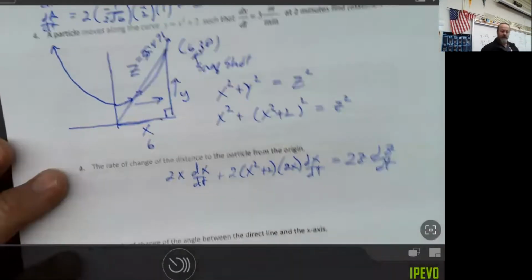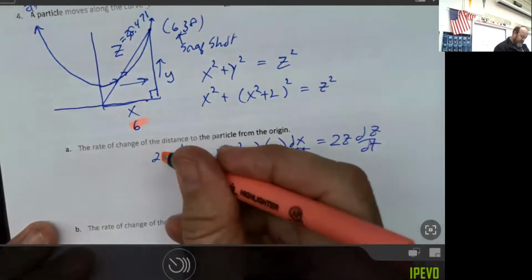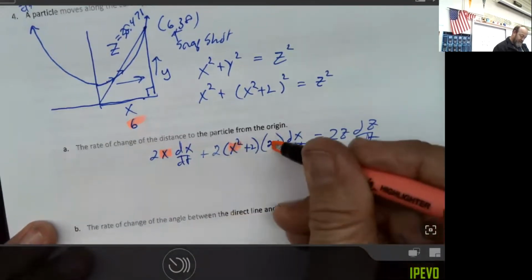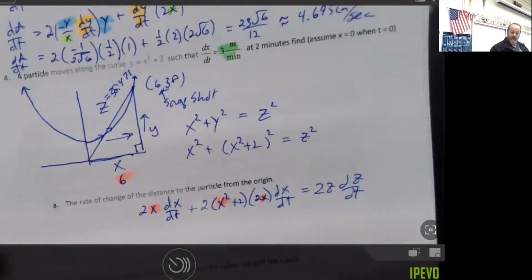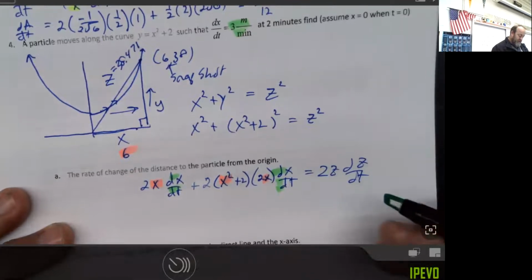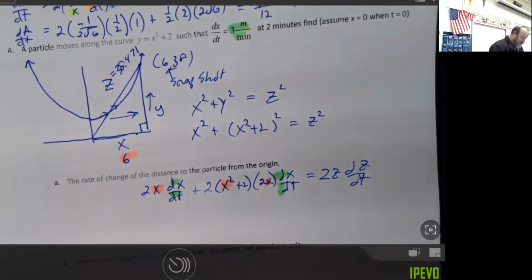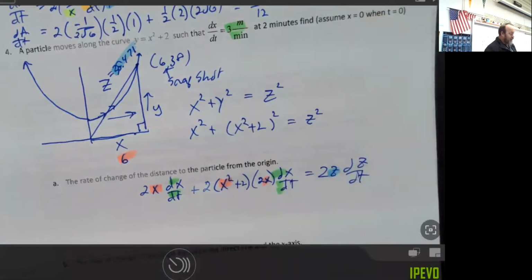Holy smokes, look at all that stuff going on. But let's talk about what we know. We knew that x was 6 for this snapshot. So we got that piece, we got that piece, we got that piece. We know what dx/dt is because we were given dx/dt in the original problem as being 3 meters a minute, right? So we know that piece. And we also know z because that was, again, our snapshot as being 38.47. So it looks like we have everything yet again. So we can just start plugging things in and seeing what we got.